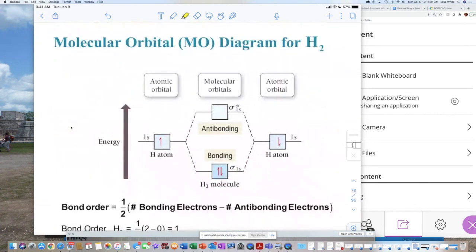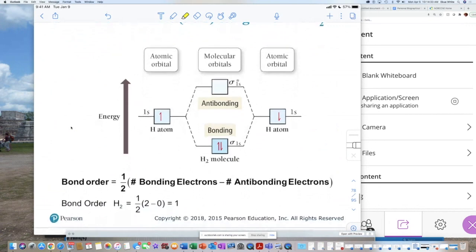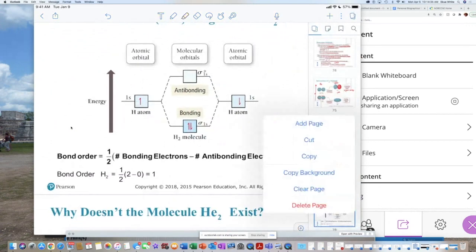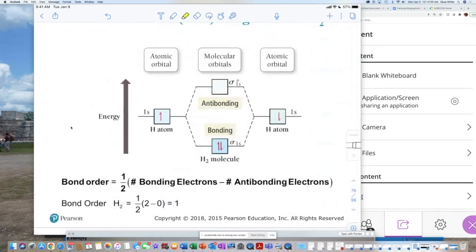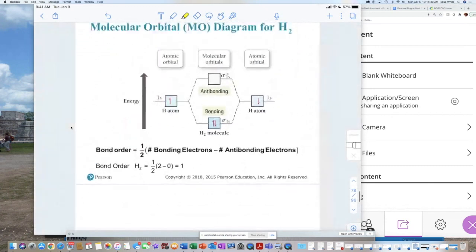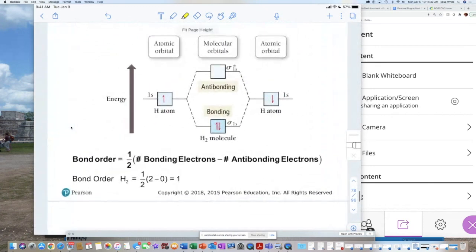Okay, finally the diagram. We're right here. Let me draw my own, and then we'll go from here. We're looking at bonding. So I'm going to illustrate this real quick.